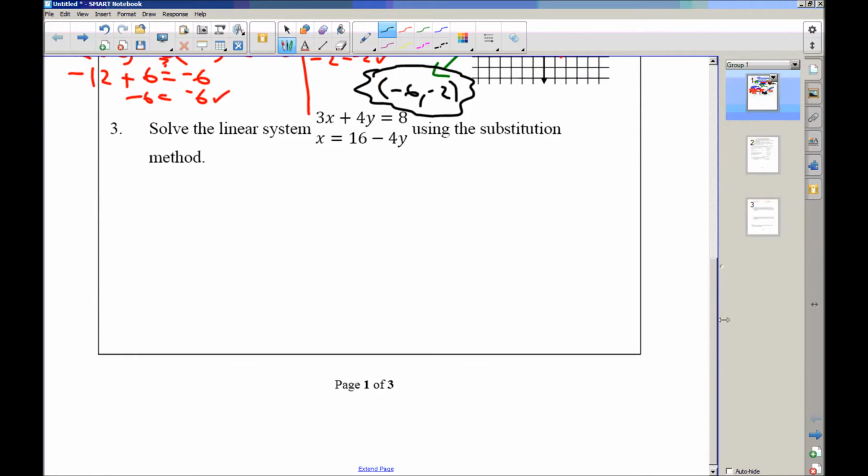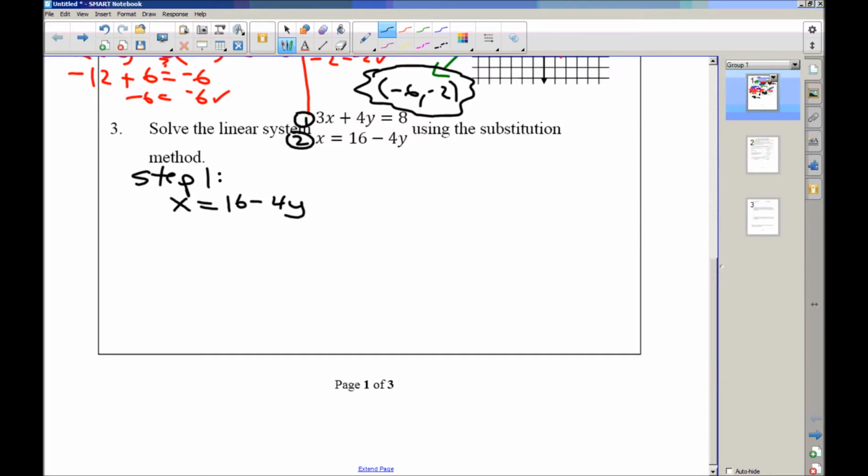So we're practicing both methods that we've learned so far. All right, step 1, we solve for either x or y in either equation. So this is equation 1 and equation 2. I'm going to take equation 2 and solve for x. It's the easiest one to do. So in equation 2, if I solve for x, I don't have to do any work at all.